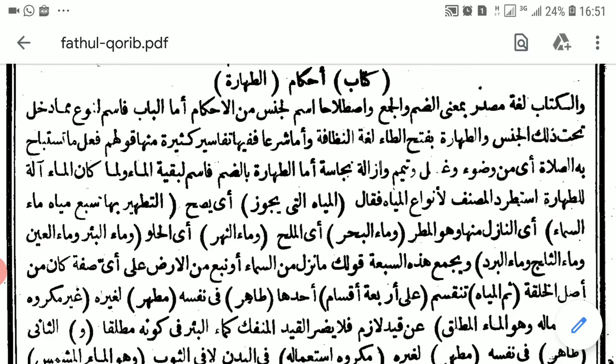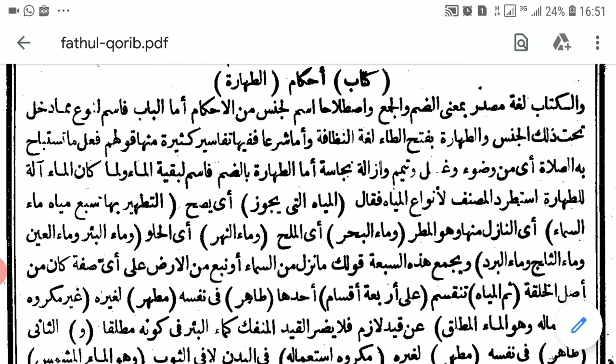And then water is also divided into 4 kinds. Ahaduha, one of them, tahirun fi nafsihi mutahhirun li ghairihi ghairu makruhin isti'maluhu. The first is the water that is pure itself and can purify others, and it's not makruh to be used.